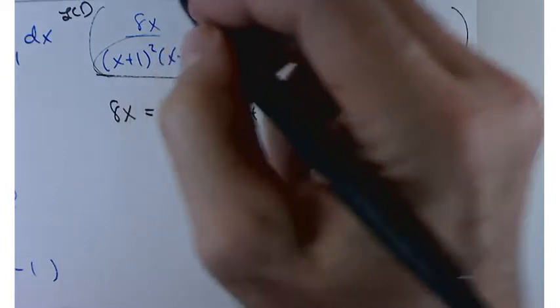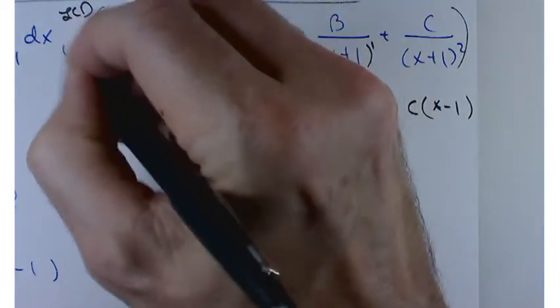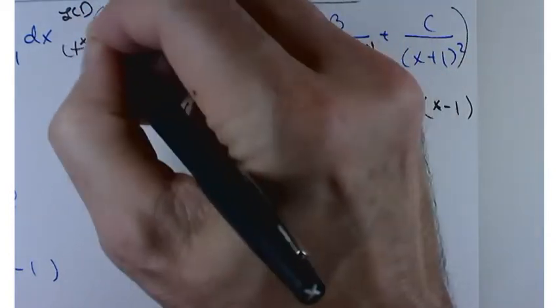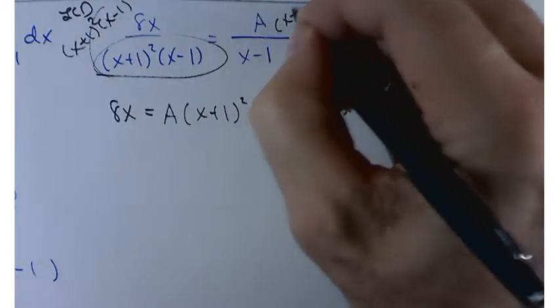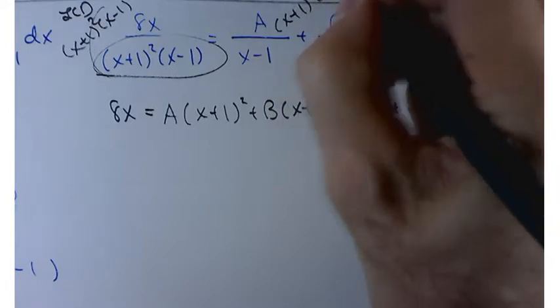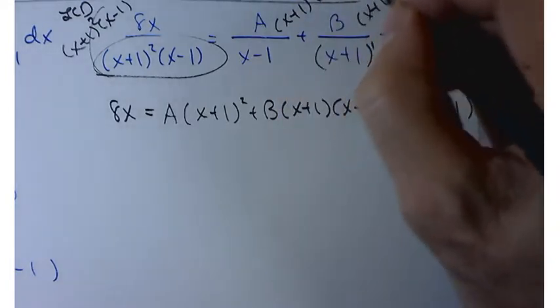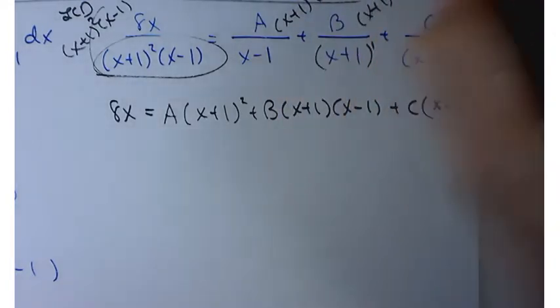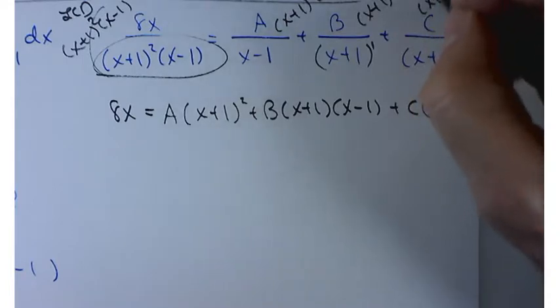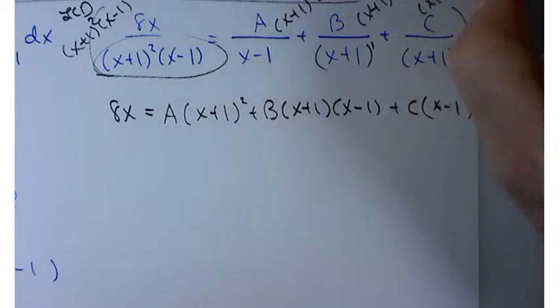So everything gets multiplied. Here, let me see if I can't squeeze it in. So x plus 1 squared times x minus 1, on each term.